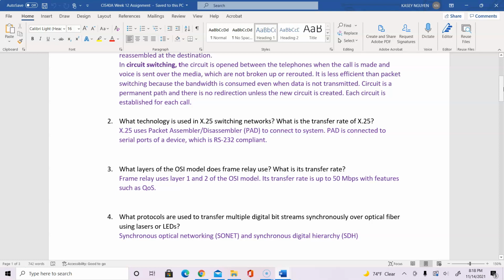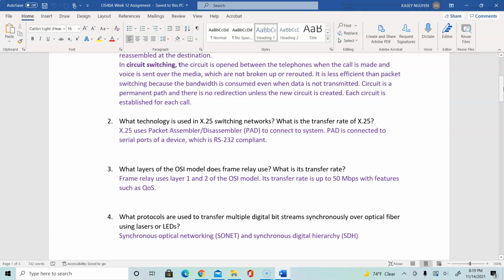Question 3, what layers in the OSI model does frame relay use? What is its transfer rate? So frame relay uses layers 1 and 2 of the OSI model, which are physical and data link. Its transfer rate is up to 50 megabit per second with features such as quality of service. So without quality of service, you actually have lower than 50 megabit per second using frame relay.